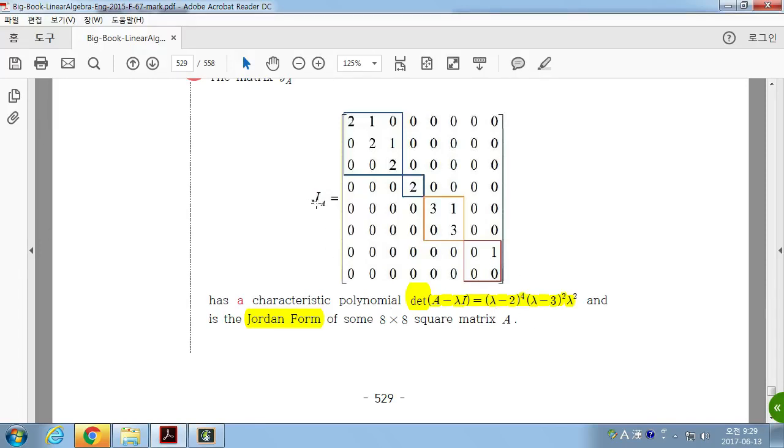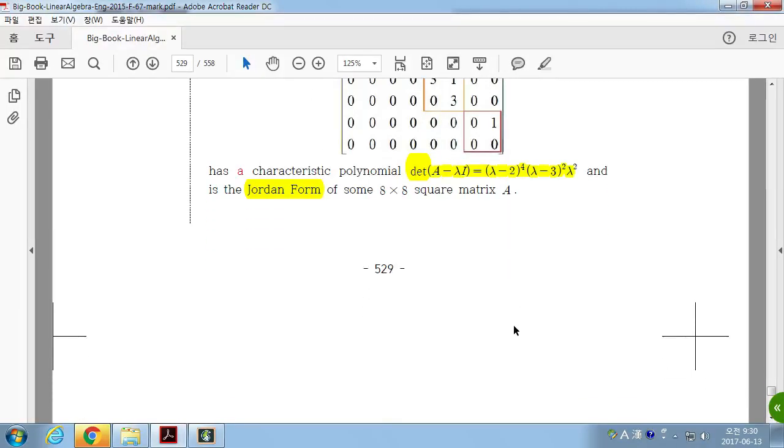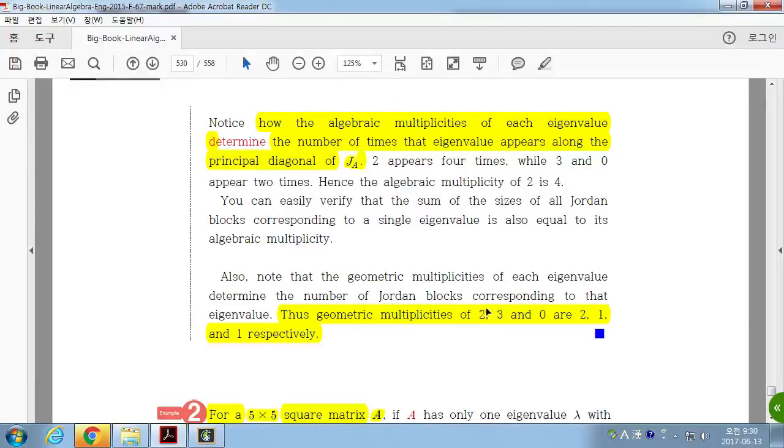So this Jordan canonical form has this characteristic polynomial, and it has 4 Jordan blocks, consisting of 3 by 3, 1 by 1, 2 by 2 and 2 by 2. So A is an 8 by 8 square matrix whose characteristic polynomial is like this. So we can tell something about matrix A from the given Jordan canonical form.